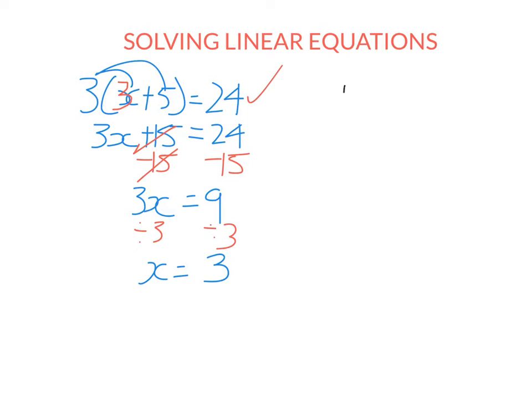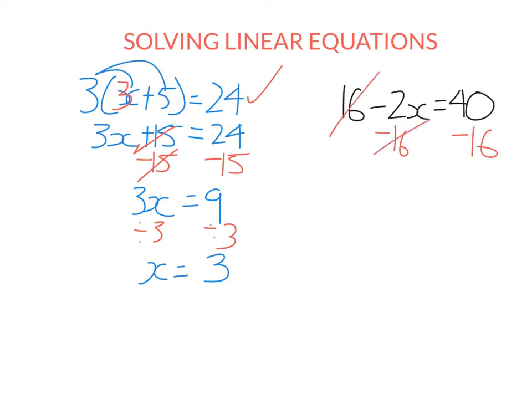So let's look at an example like this, because a lot of people get tripped up on something like this. Where they get tripped up is with this 16. This is a positive 16, subtract 2x equals 40, right? So to get rid of the 16 from the left-hand side, to undo this 16, I actually need to subtract 16 from both sides, because 16 minus 16 is 0. I get rid of it. So the next line is minus 2x is 40 minus 16, which is equal to 24.